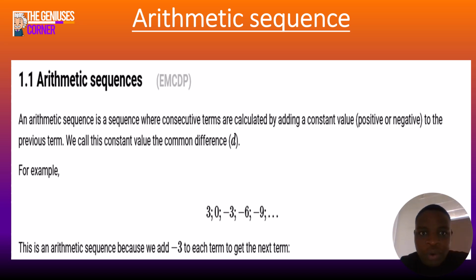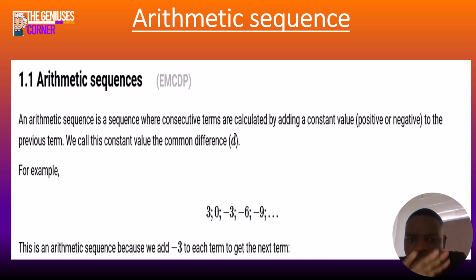So what am I saying? If I am talking about a series of numbers, it will be 1 plus 2 plus 3 plus 4 plus 5. But the sequence will be 1, 2, 3, 4, 5. They're simply separated by a comma, but in a series they are separated by a plus or a minus sign. So that's the difference between a sequence and a series.